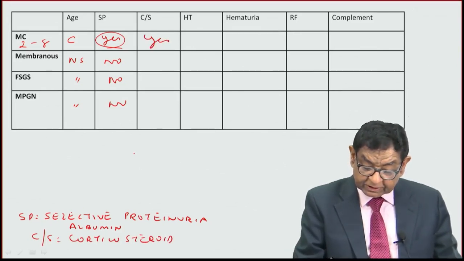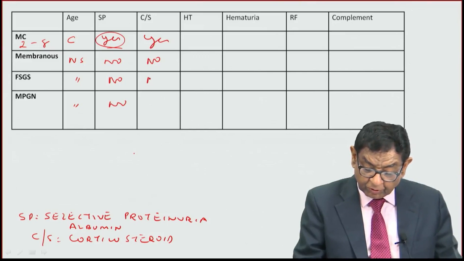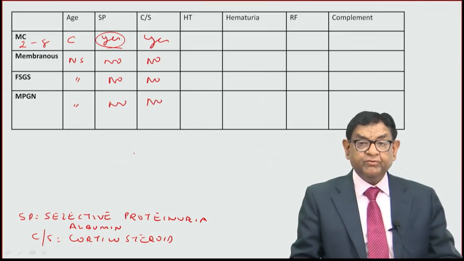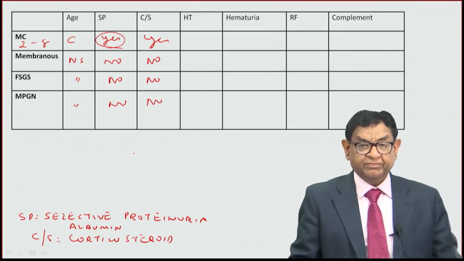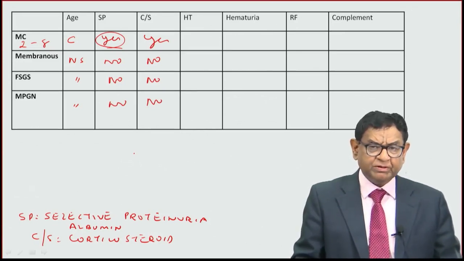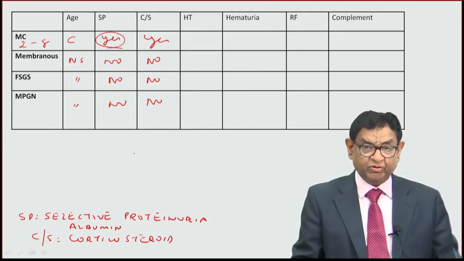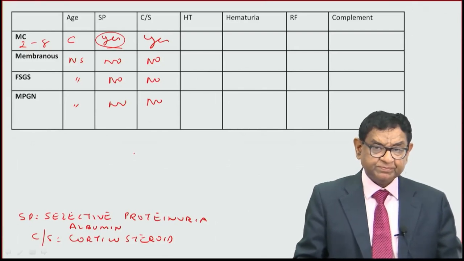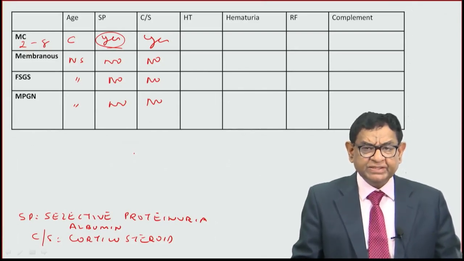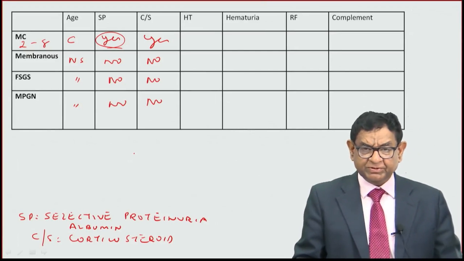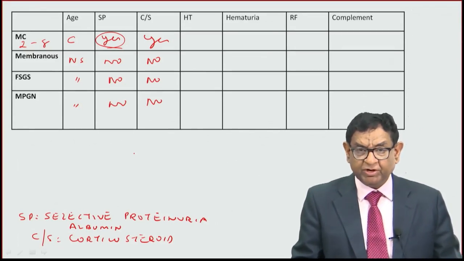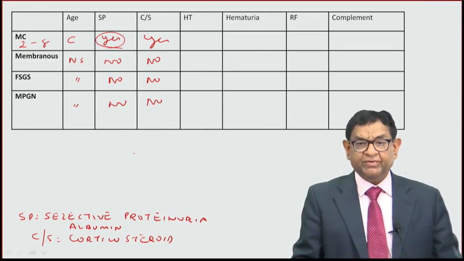What do you mean by this also? Well, in case of minimal change, when you give steroid, most of the patients respond very well to steroids. They are steroid responsive. Only in a few cases we may need some other immunosuppressive drug. That's why we call it steroid responsive glomerulonephritis.